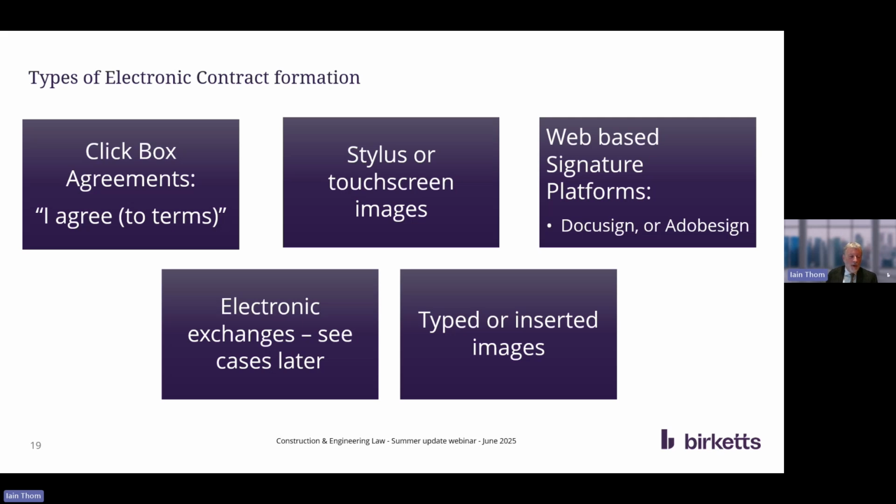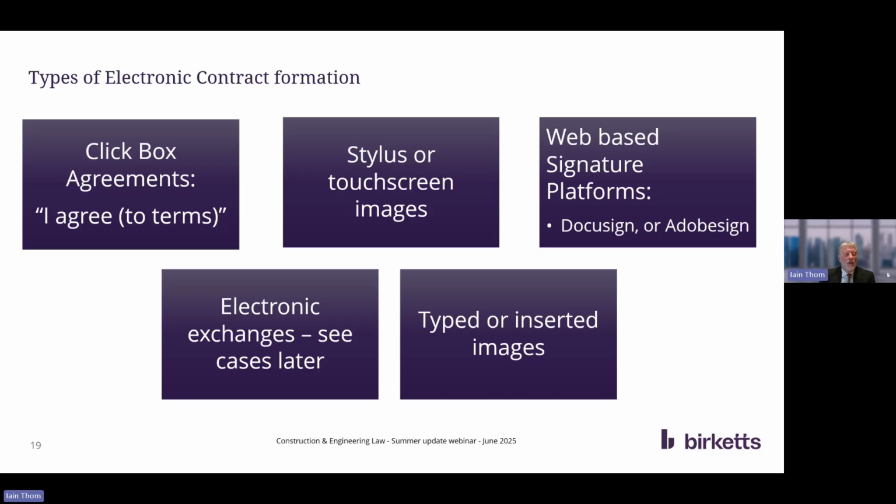So just to throw a net round what we're talking about, these are all forms of electronic contracts that we are used to. We start in the top left with click box agreements with the cursor hovering over the box that says, by clicking this box, I agree to the terms and conditions attached or referred to. The growth of organisations such as Amazon post-pandemic means that those boxes are something that we see probably every day.